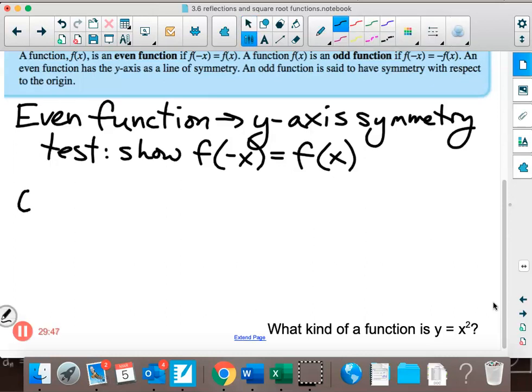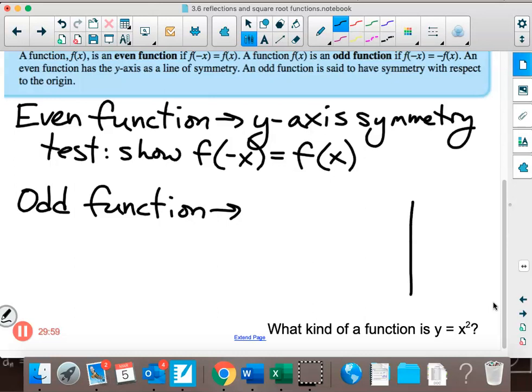For an odd function, an odd function has something different. You'd think it has x-axis symmetry, right? Let me ask you really quickly, if you have a function with x-axis symmetry, can that exist? Why not? Because it fails the vertical line test and therefore it wouldn't be a function. So there's no such thing as a function with x-axis symmetry except what?